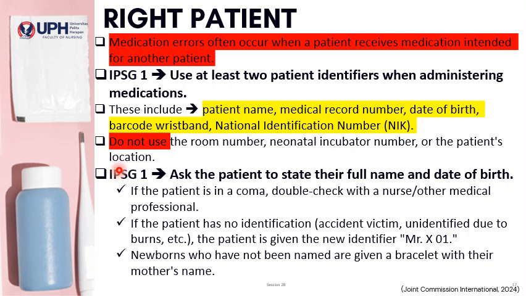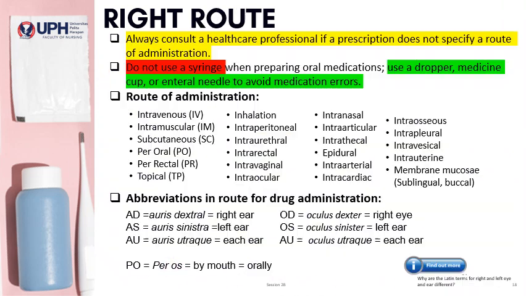And then do not use the room number, neonatal incubator name, or the patient's location, and you have to ask the patient to state their full name and their date of birth at least. If a patient is in a coma, you double check with the nurse or other medical professional. If the patient has no identification, then you have to give an identifier, Miss X or Mr. X. And if it is a newborn that received the medication, you have to see that the newborn is using the bracelet with their mother's name on it.